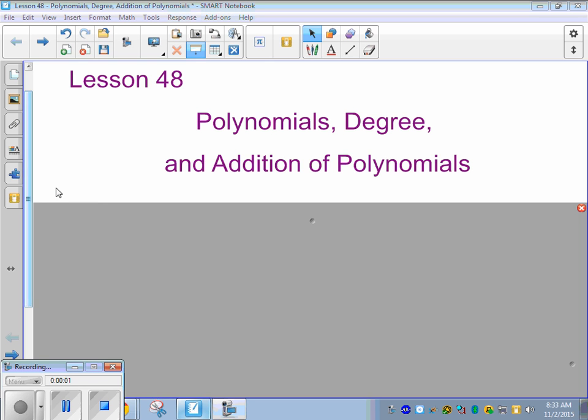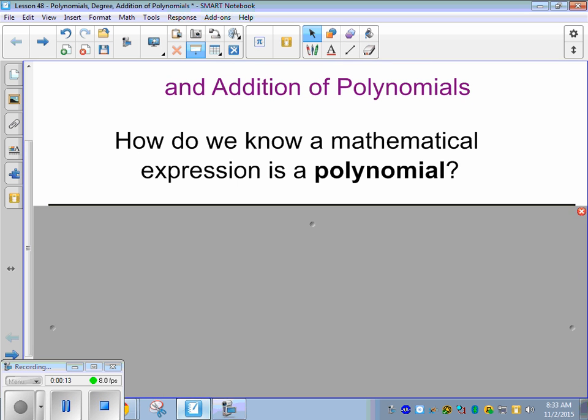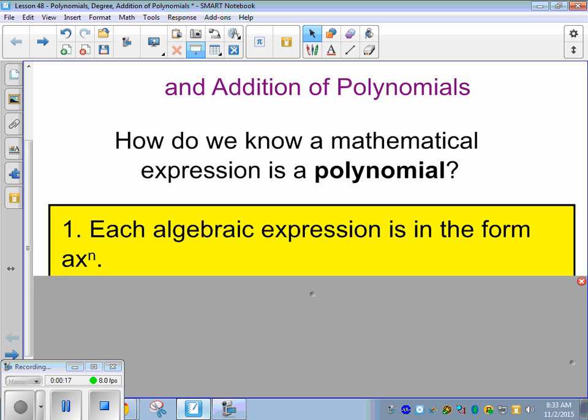Polynomials, degrees of polynomials, and addition of polynomials. This lesson, there's a little bit of vocab that may or may not be new to you, and then adding polynomials is super easy. You have been doing this for a while this year. So how do we know a mathematical expression is a polynomial?